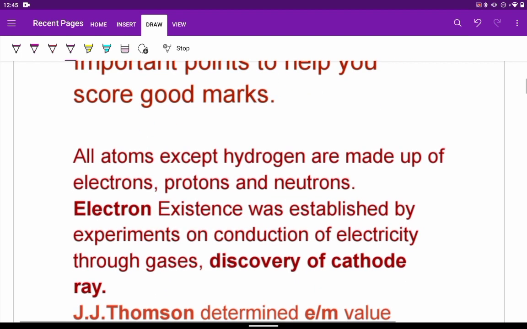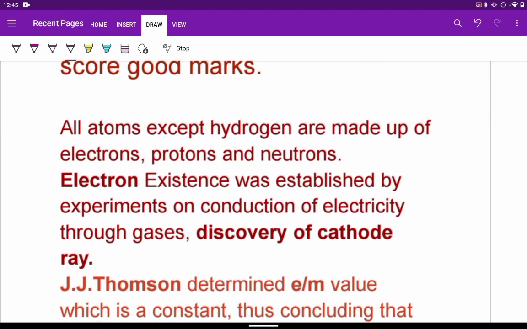Now when we go through the important points, the first main thing which you should know is that all the atoms except hydrogen are made up of electrons, protons and neutrons. Now why I wrote except hydrogen? Because in normal hydrogen there is no neutron. Electron is there, proton is also there, but neutron is not there. Okay. Hydrogen atom has one electron and one proton. That is normal hydrogen atom. I am not talking about the isotopes.